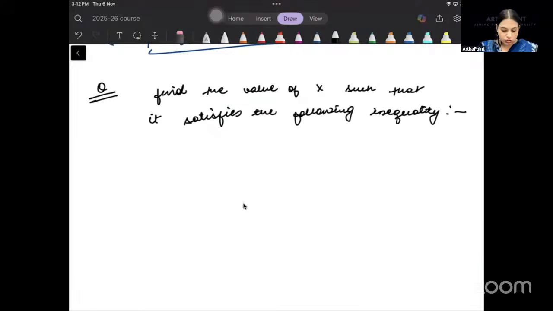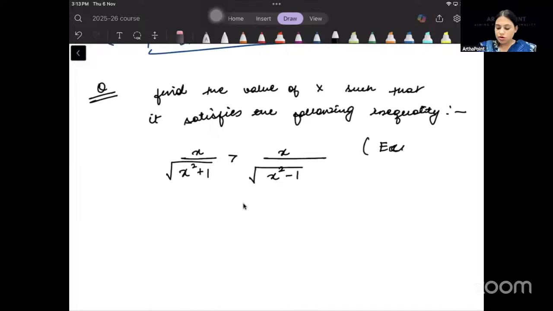Okay. So the question is, find the value of x which satisfies the following inequality: x upon under root x square plus 1 greater than x upon under root x square minus 1. DU Eco Honors 2008 question. Try this question, beta. Tell me the answer to this one.